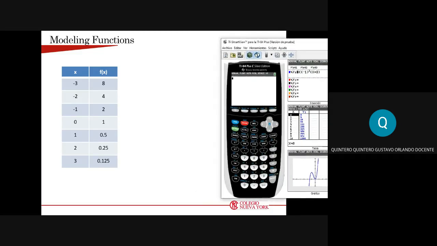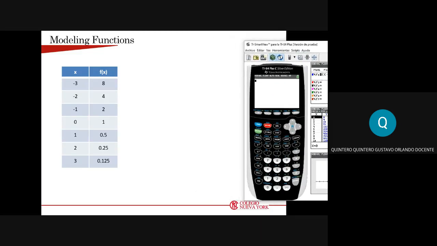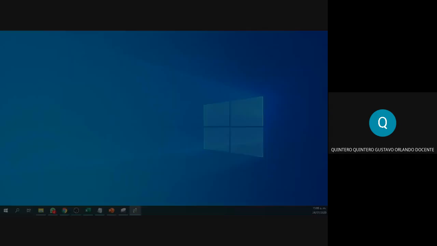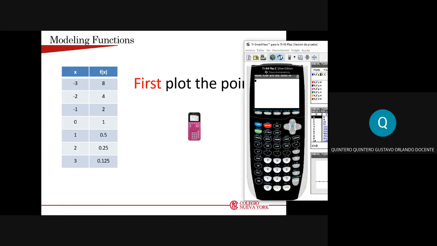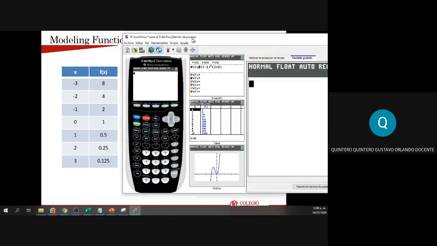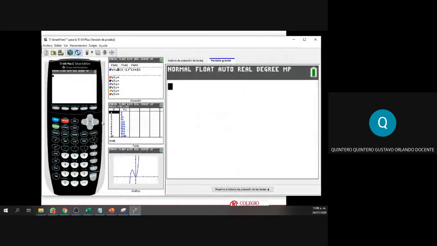Here is my calculator, guys. All right, there it is. Beautiful. So how do you do it? Let's begin with some steps. Number one, the first step, we're going to plot these points. Now, you can plot the points in a piece of paper. But we have the calculator. We're not going to use a piece of paper, guys. We are going to use our calculator. So let's go to our calculator and let's plot these points.